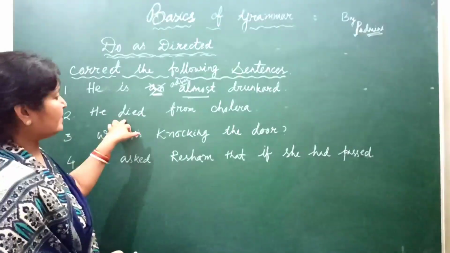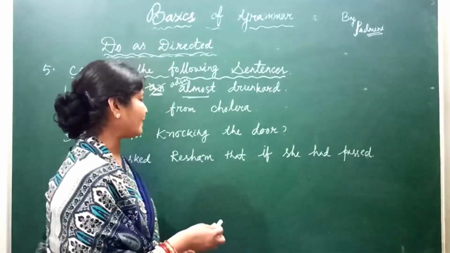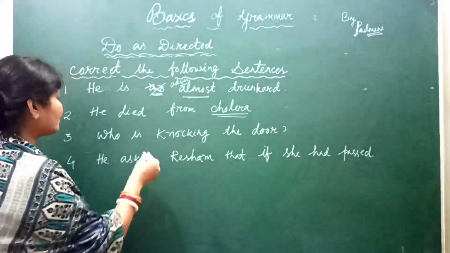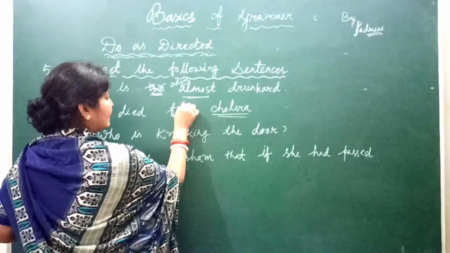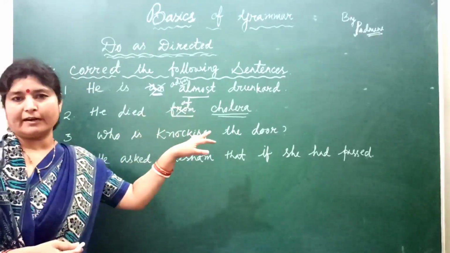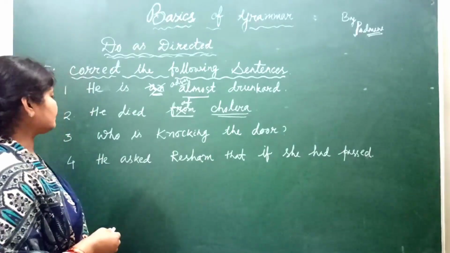Next, he died from cholera. So whenever we are using any diseases, then we must use here of. He died of cholera, not from. He died of cholera. Okay.